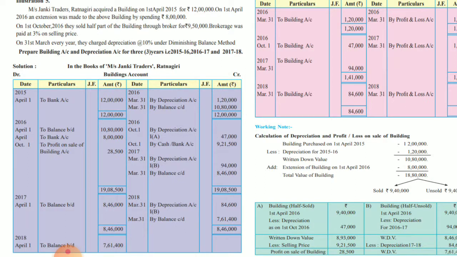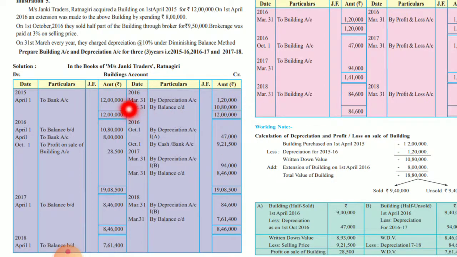First thing is the building when it is purchased, or any asset that is purchased, the first entry is what? Asset account to bank account. So here it is building account to bank account, that is on 1st April 2015. To bank account 12 lakhs. So for the first year we don't have anything, so directly the depreciation, that is 2016 31st March, by depreciation account 1,20,000. So the balance कितना है हमारा?